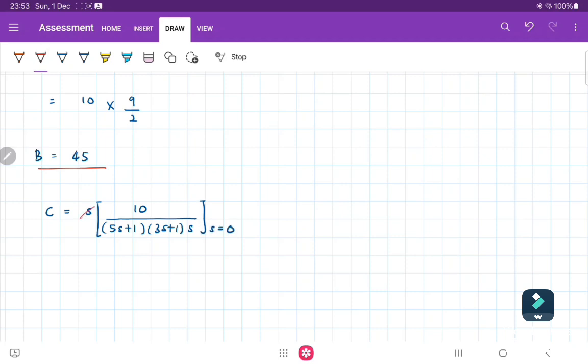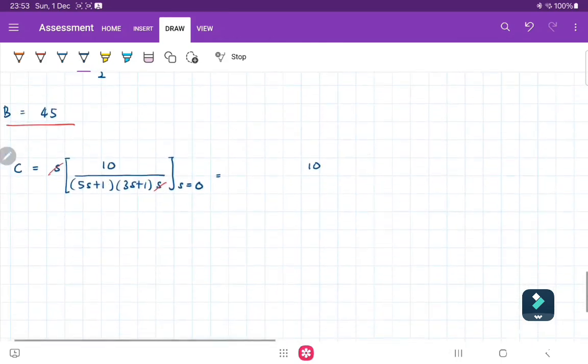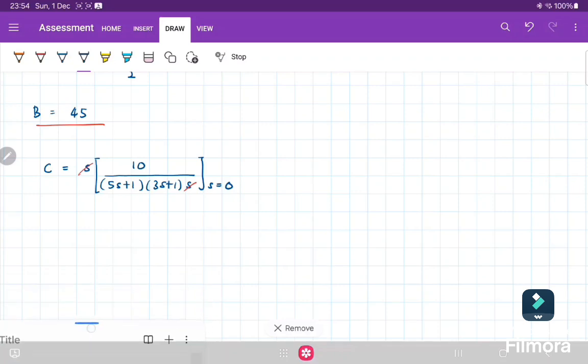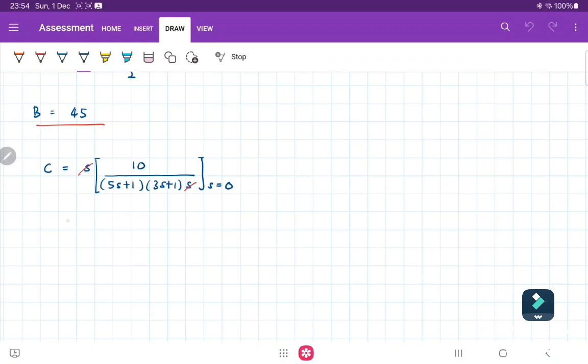So we see that s can cancel with s, and this leaves us with 10 over 1. So this is basically 10. So this is actually 10.